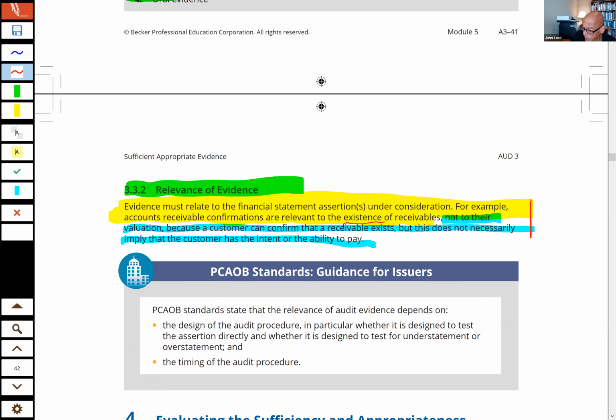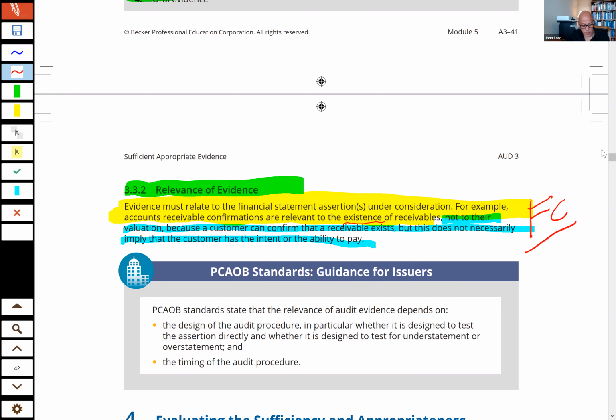So typically what we see is we're going to have one or more audit procedures per assertion, right? And it's rare that an audit procedure covers more than maybe one or two assertions at any point in time.